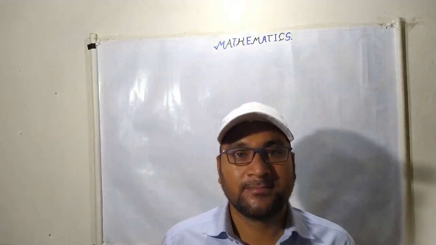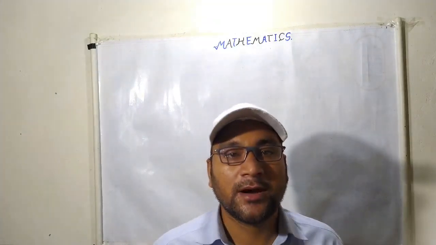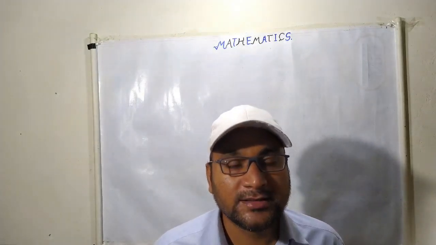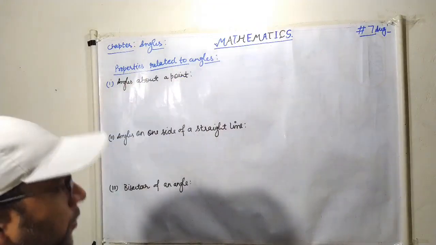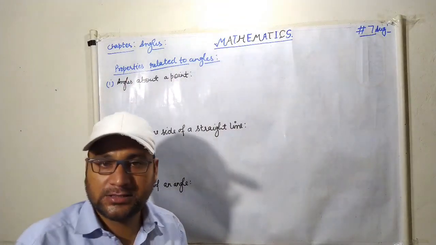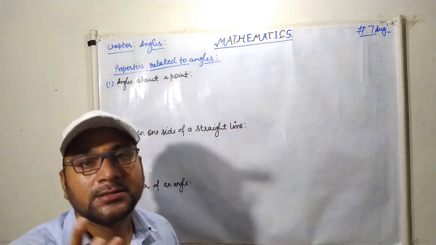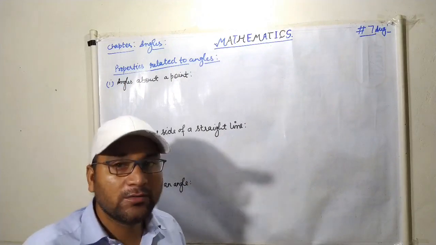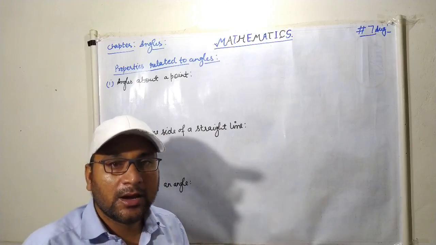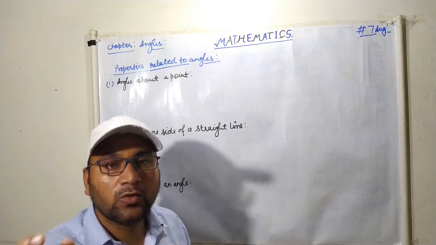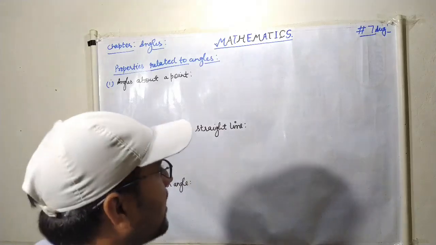Hello students, today I am going to discuss some properties related to angles. First property is angles about a point. Sum of all angles about a point is 360. Always remember that, students, sum of all the angles about a point is equivalent to 360. I will show you this one.